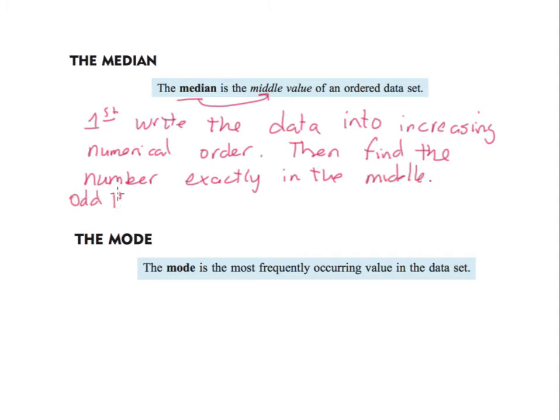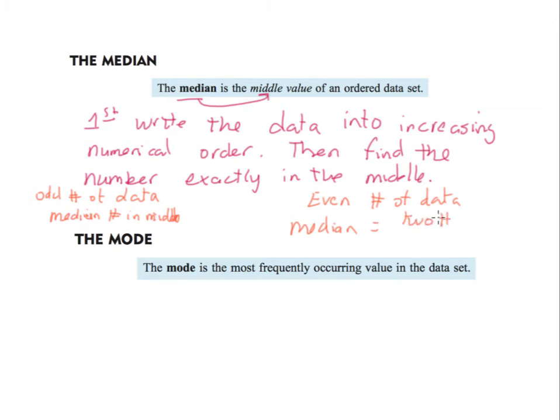This is really easy if you have an odd number of data points. If you have an odd number of data points, the median is the number in the center of your data. If you have an even number of data points, you have two numbers in the middle. So you take the two numbers in the middle and then you find that average, so add them and divide by 2. And that's the two ways of finding your median as your measure of center.